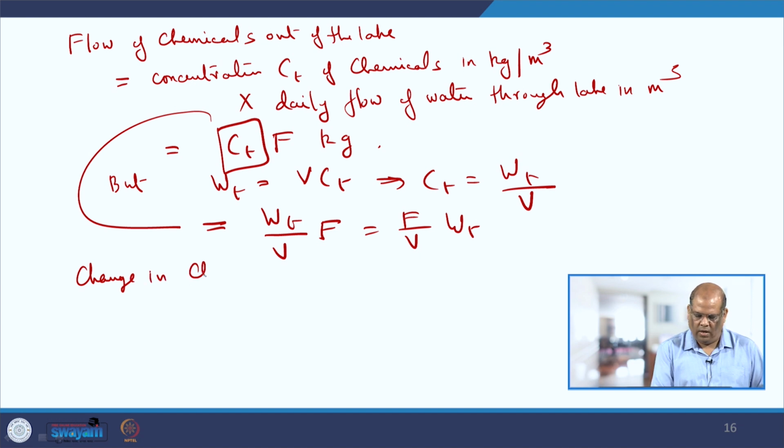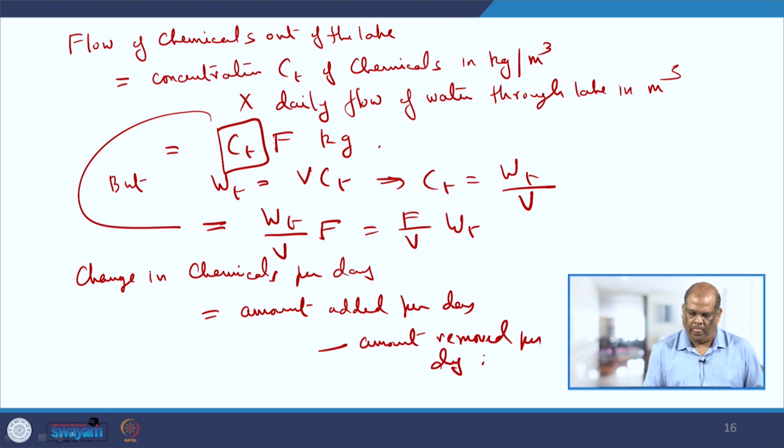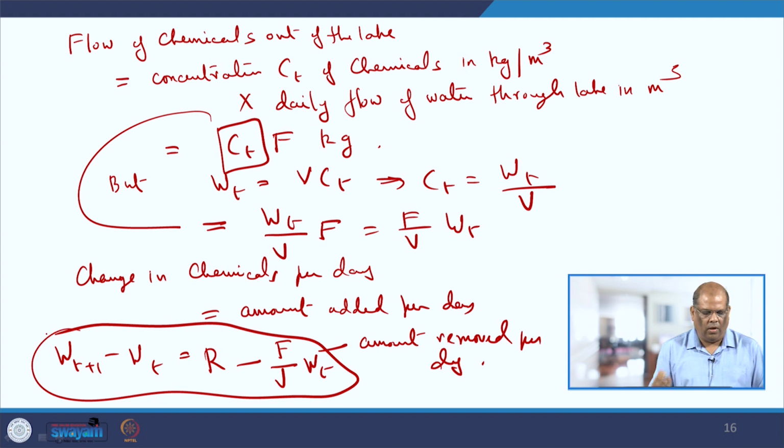change in chemicals per day, that is equal to amount added per day minus amount removed per day. So, change is Wt plus 1 minus Wt, amount added is R and amount removed is F by V Wt. So, this is our model equation.